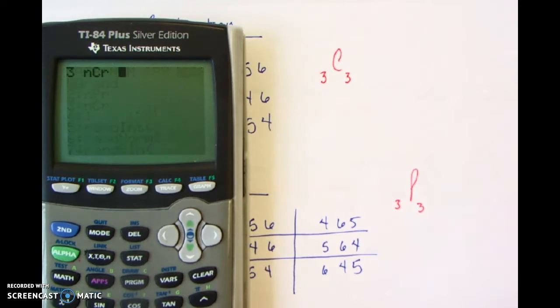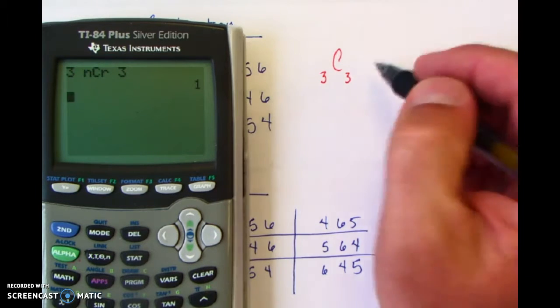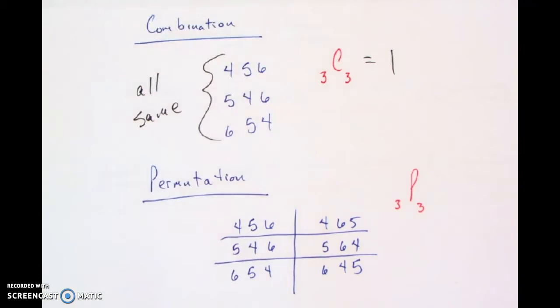So that's my third option there. And I'm going to pick all 3 of those numbers. I'm going to have my 3 students in a group. I have one possibility there because, remember, the order doesn't matter. Those are all the same.